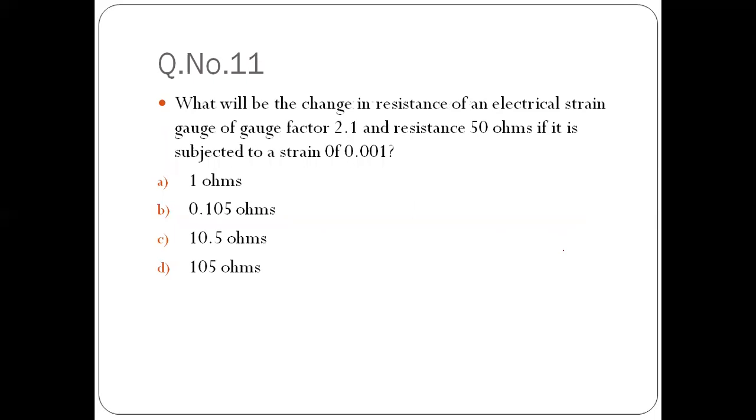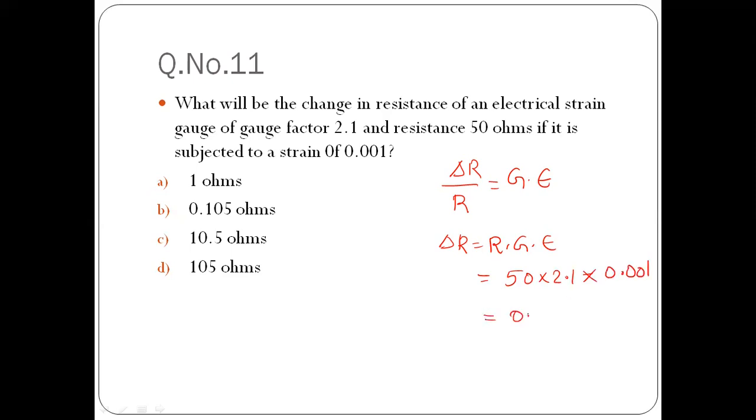What will be the change in resistance of an electrical strain gauge of gauge factor 2.1 and resistance 50 ohms if it is subjected to a strain of 0.001? We have already seen ΔR / R = G × ε. This has already been asked in an Anna University exam. We have to find the change in resistance, that is ΔR. So ΔR is nothing but R × G × ε. That is 50 × 2.1 × 0.001, which is 0.105 ohms. So 0.105 ohms is the correct answer.